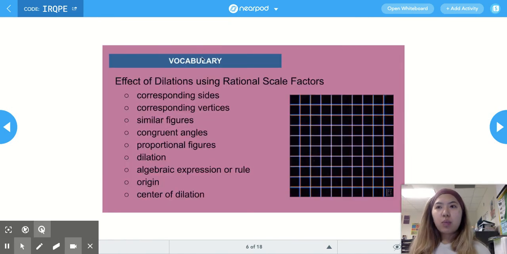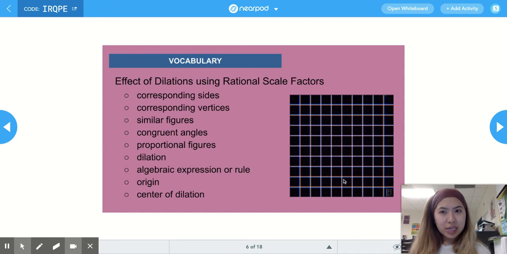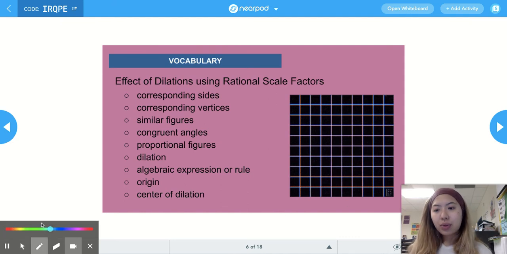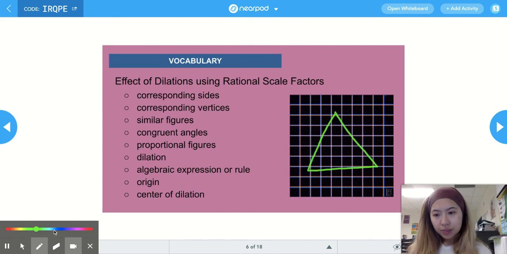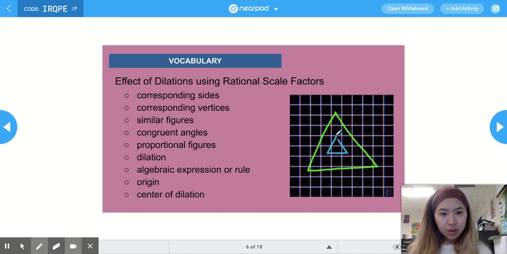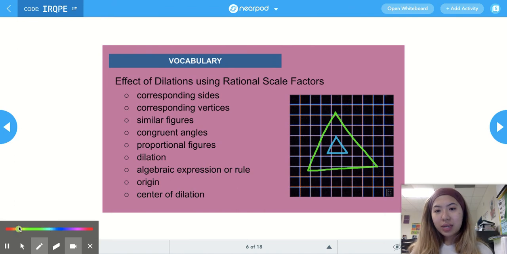So we have a few vocab words to go over. This visual didn't show up, but it just showed an example of a dilation. So maybe the smaller blue triangle was the original image, and then the green, bigger triangle is the dilated image. So it was enlarged. Or we can flip it around, and let's say that the green, bigger image was the original image, and then the blue, smaller triangle is the dilation. So then it shrunk.